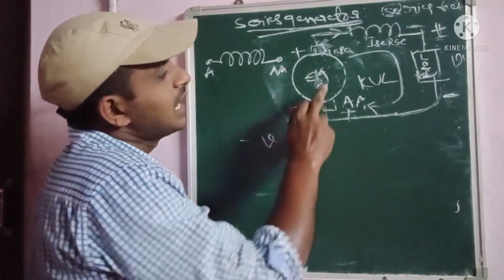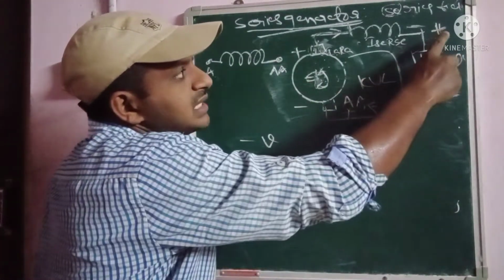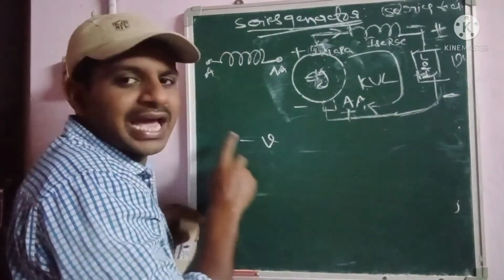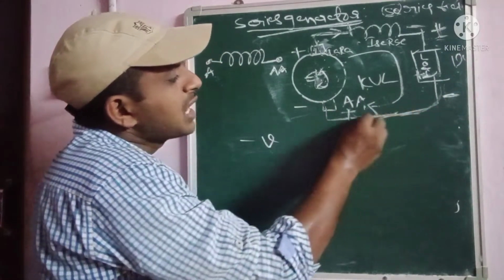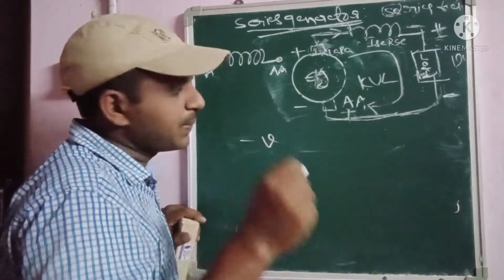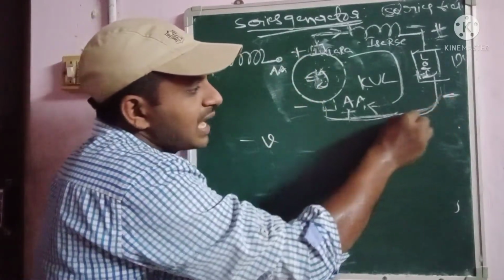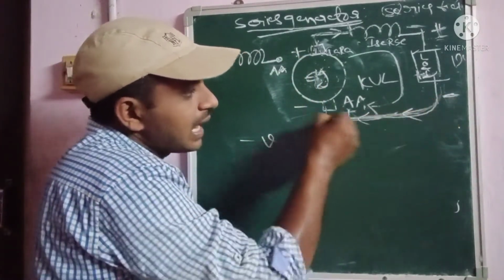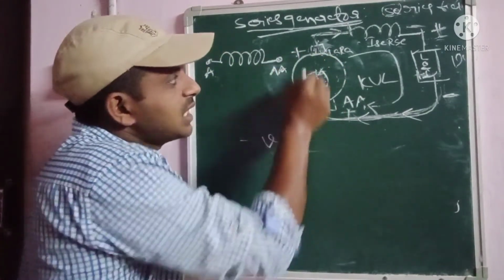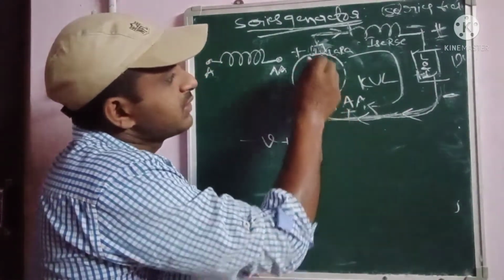Coming to the generated EMF, this is the first terminal, and this is the second terminal. Here we take the second terminal, which is given as minus V. Here also we have to take the second terminal. Please remember that, very important. This is the first terminal and this is the second terminal, because the current flows around the entire loop like this. That's why it is given as plus Eg.